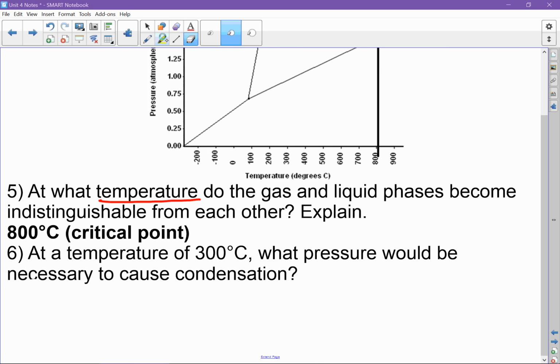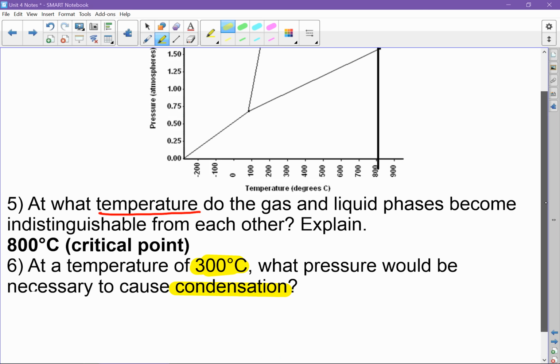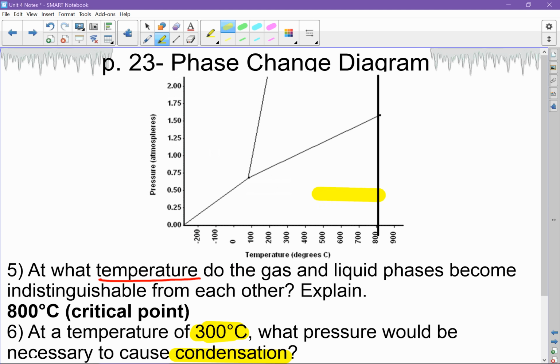Now it tells us that we have a temperature of 300. That's an important number that we need. And we're going to think about condensation. So let's set our line up at 300.